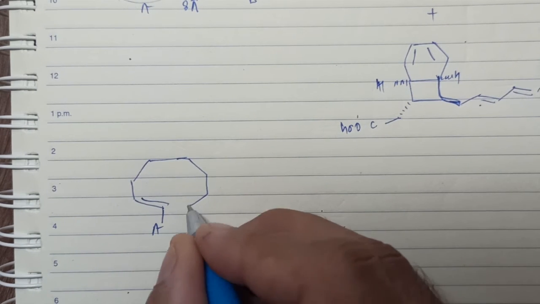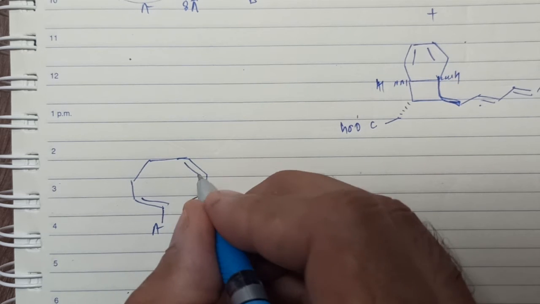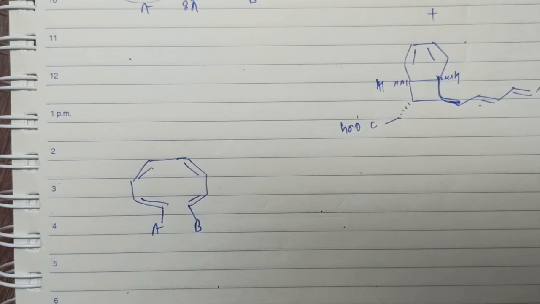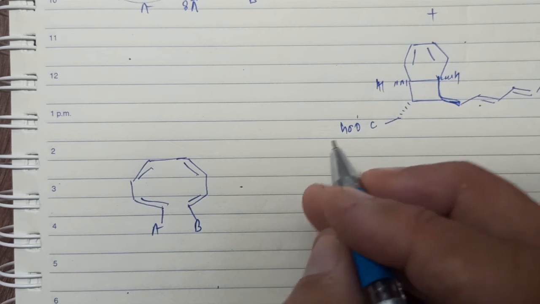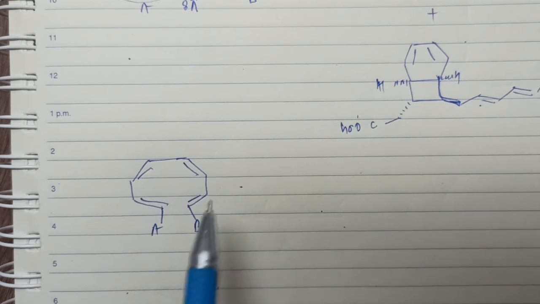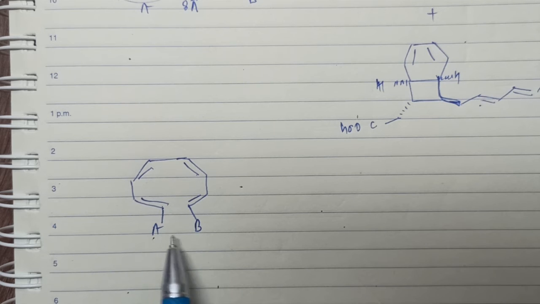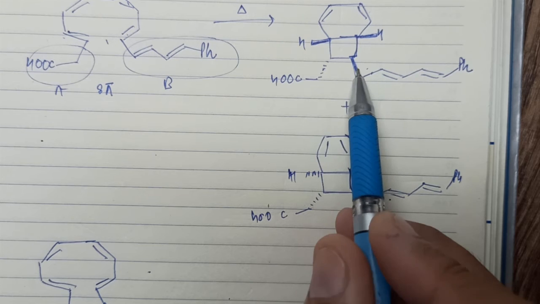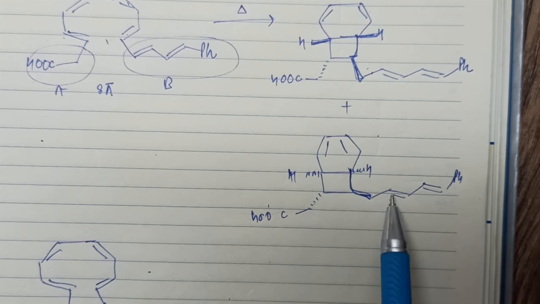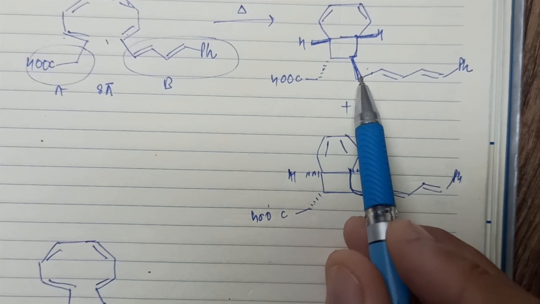Reactant A here, reactant B here. Substituent A here and substituent B here. This is it. If this undergoes a reaction in such a way that in the product, if you consider where the substituent A and substituent B are going, A goes below the plane and B goes above the plane in both the products.